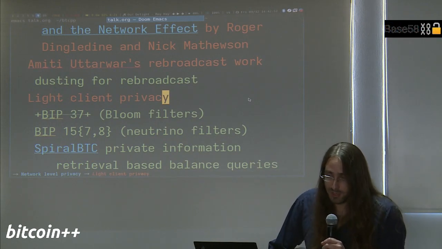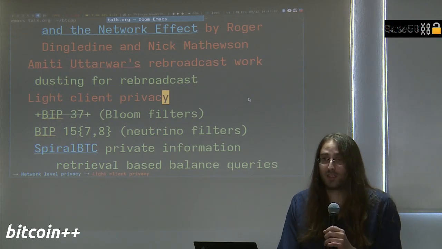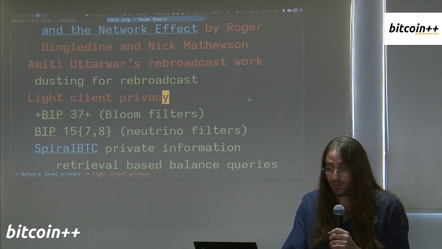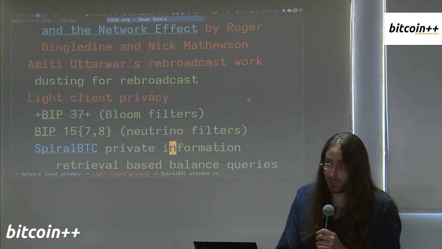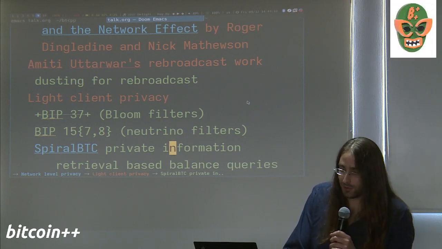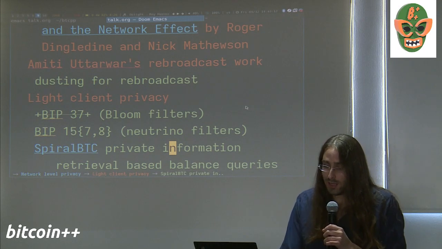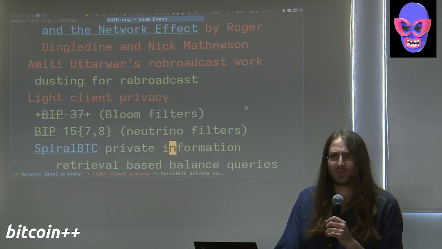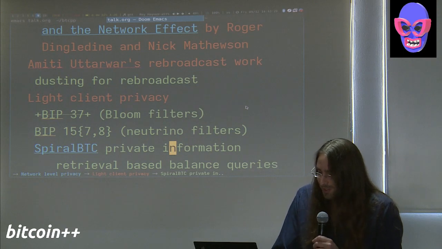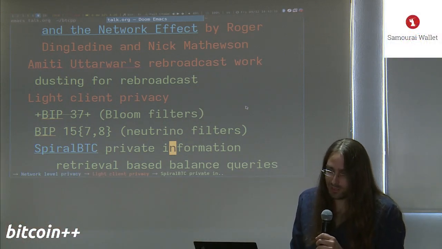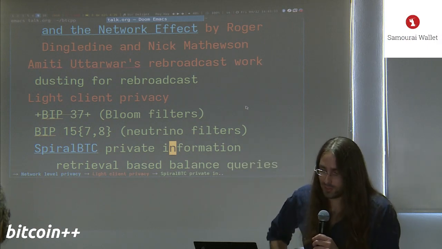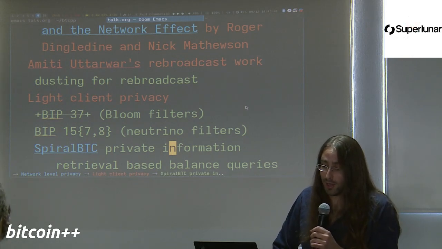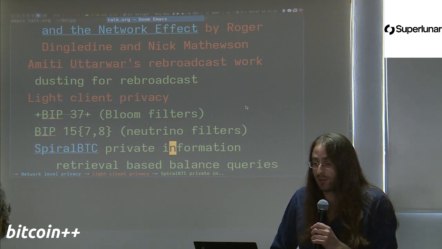No talk about Bitcoin privacy would be complete without at least mentioning data-retrieval privacy, so how you actually obtain the data. If you're running a full node, you're downloading all of it. But if you're only downloading the data that interests you, you're revealing to whoever you downloaded it from that you're interested in those particular parts of the data set. And this is a very interesting and recent project, Spiral BTC. As far as I know, is there any relation to Spiral, the company? No. So this is private information retrieval. It's a whole subfield of the privacy and cryptography literature that deals with how you can obtain data. So they provide a service that lets you, at present, query your balance in a way that doesn't reveal who you are.